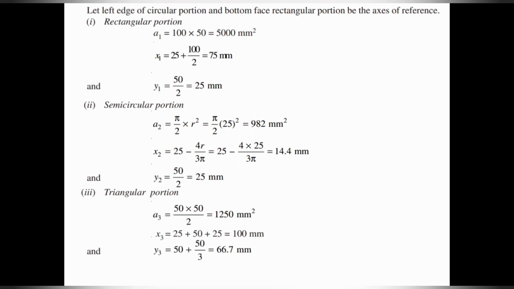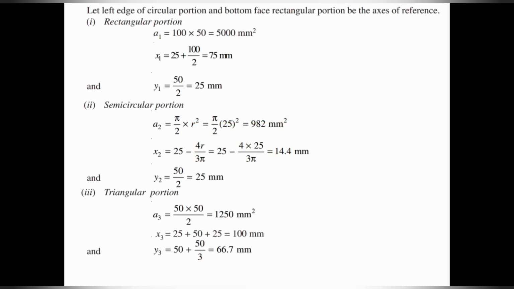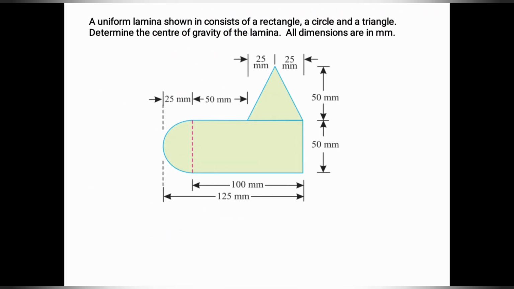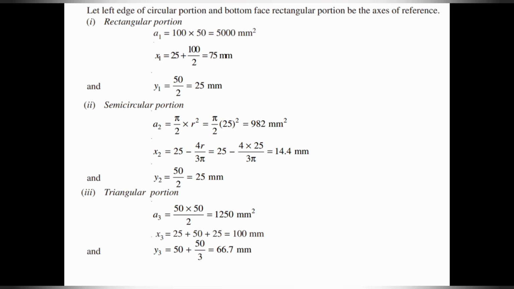After drawing, let us take the first portion, the rectangular portion. To find the area of the rectangle, L into B: L is 100, B is 50. 100 into 50 is 5000 millimeter square. Then the formula is x1 equals L by 2, y1 equals B by 2. So 100 by 2 is 50, and 50 by 2 is 25.